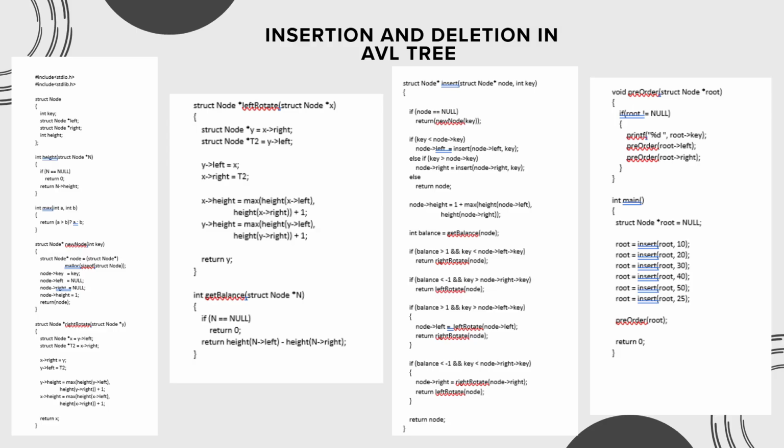First, we allocate memory using malloc, then assign the key. The left and right pointers are set to null, kay wala pa siya children. And height is set to 1 because it's a leaf. Then we return the node so it can be inserted into the tree.